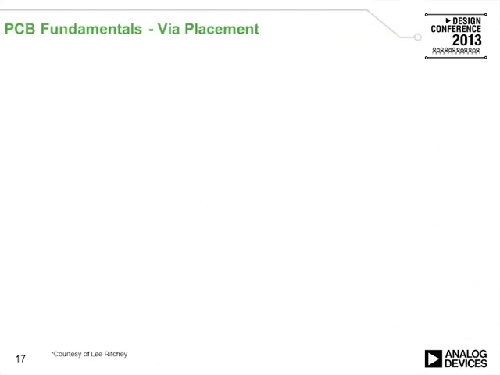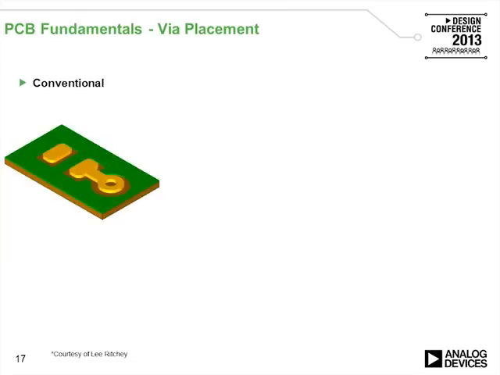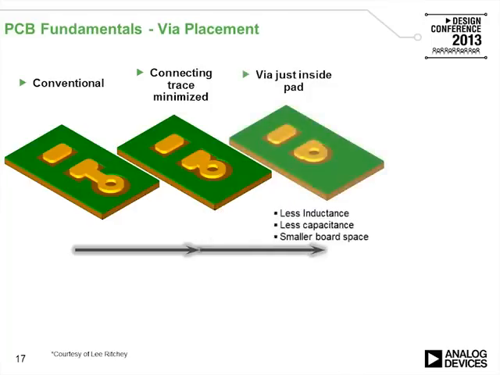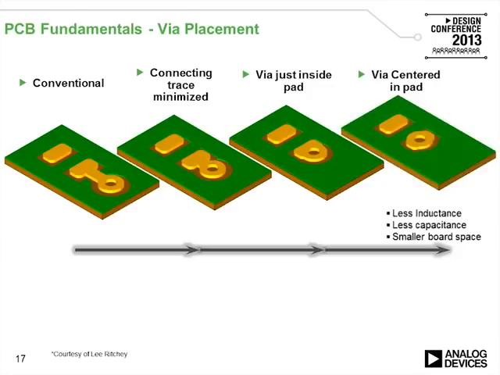Okay, now let's look at via placement. Here's a conventional via placement. Here's a resistor, landing pad, and a via connecting one side of the resistor to some plane underneath it. Suppose I minimize the connecting trace. I will have less inductance, less capacitance, and it can result in smaller board space. I can reduce it further, and I can put the via inside the pad. Again, less inductance, less capacitance, smaller board space. Or I can put the via exactly in the middle of the pad, and still less inductance, less capacitance, smaller board space.